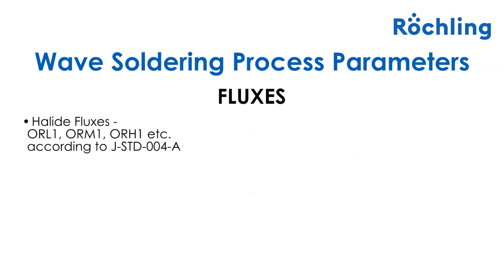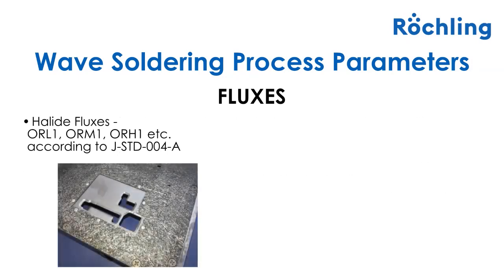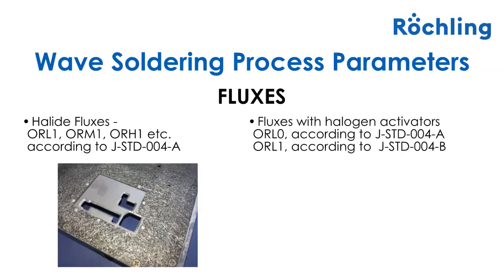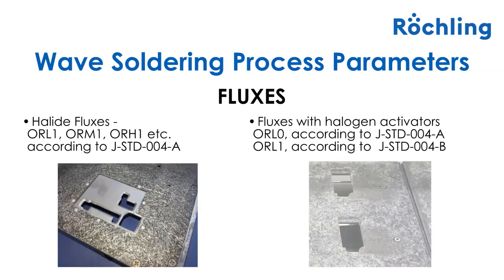Fluxes that have been classified according to IPC standards as containing halides reduce the lifespan of epoxy glass matte materials to around 500 cycles, just as is shown here. Fluxes may be classified as having no halide according to J-STD-004A, but according to J-STD-004B, they have halogen activators. They can also be detrimental to the epoxy glass matte materials like Durostone CS761, typically in high volume production where there's a lot of heat and a lot of flux being applied.